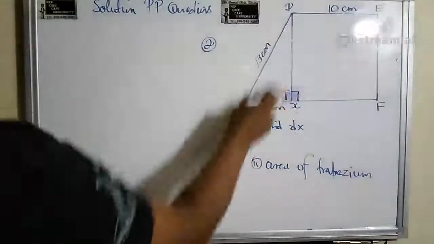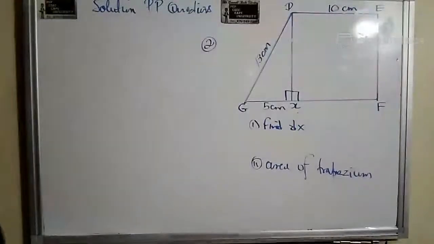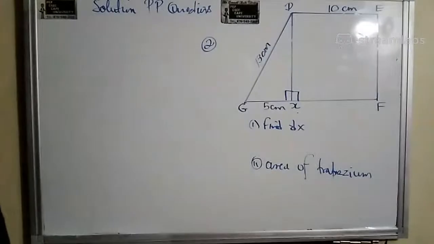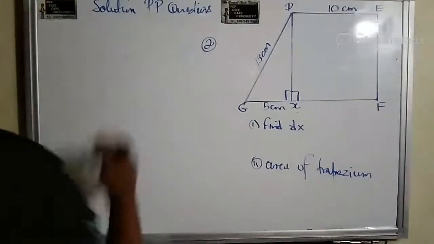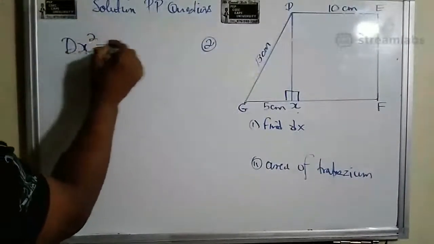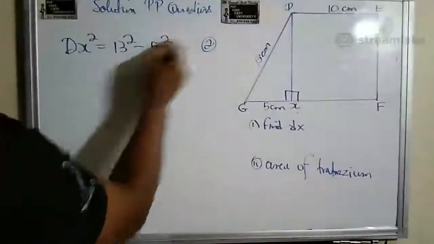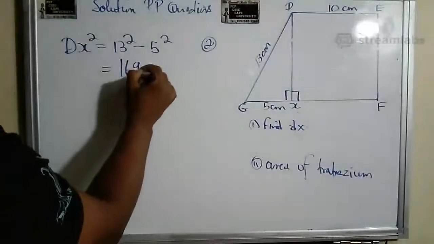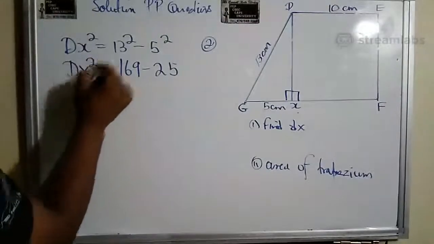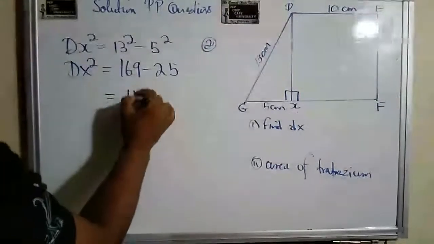So when we're given the hypotenuse, we cannot add. We have to do what? Subtract, because it makes sense. If we add, we're going to get a number bigger than the hypotenuse. And we all know that we cannot get a number bigger than the hypotenuse. So this now, so dx squared is equal to 13 squared minus 5 squared. So this will give us this, and this gives us 25. So now we can say 169 minus 25, that gives us 144.